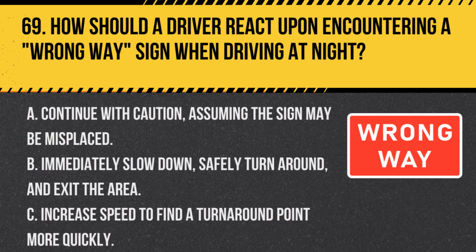Question 69. How should a driver react upon encountering a wrong way sign when driving at night? A. Continue with caution, assuming the sign may be misplaced. B. Immediately slow down, safely turn around, and exit the area. C. Increase speed to find a turnaround point more quickly. Answer. B. Immediately slow down, safely turn around, and exit the area. Seeing a wrong way sign indicates you're going against traffic, posing a significant danger.